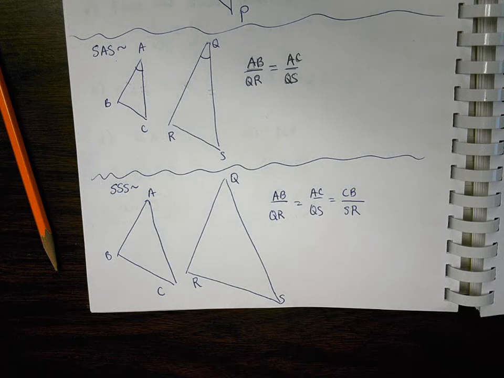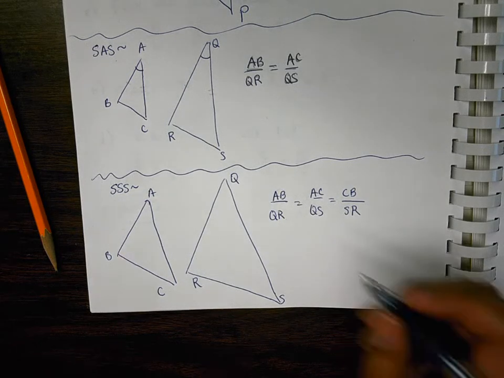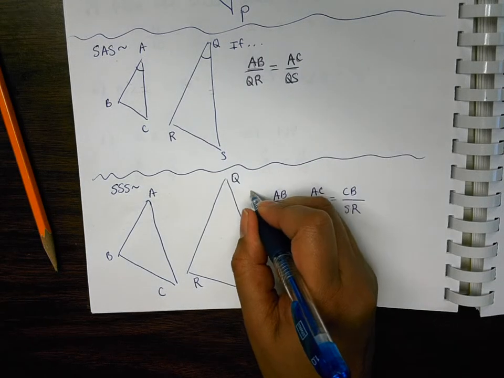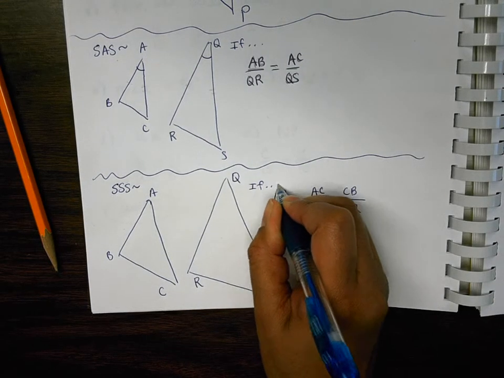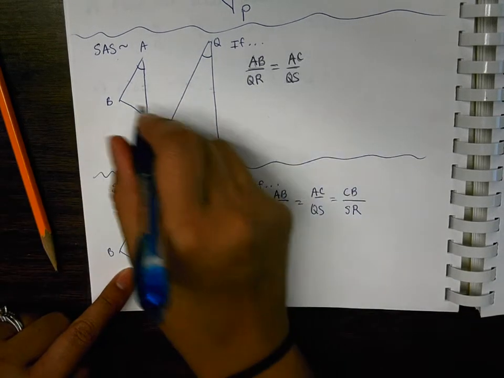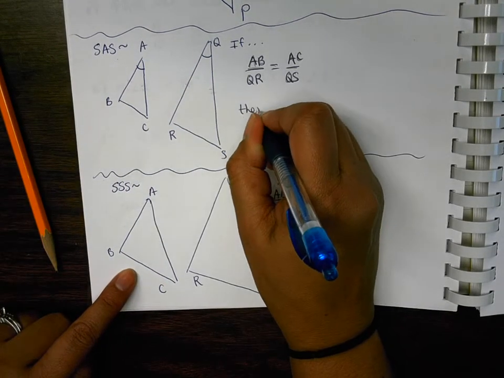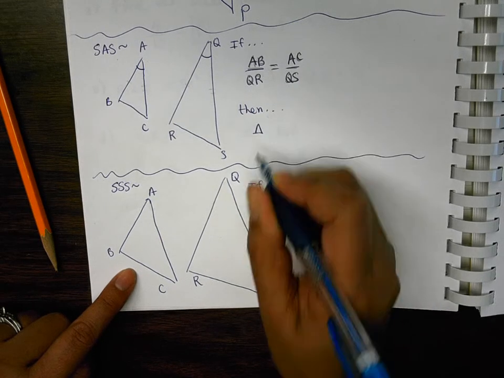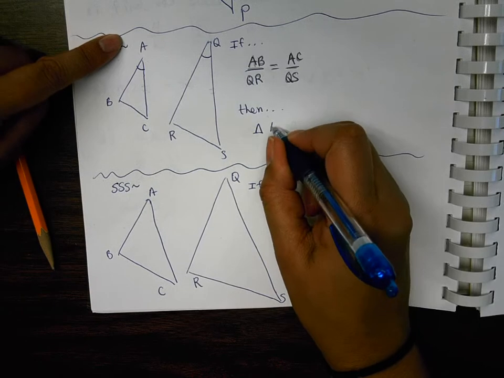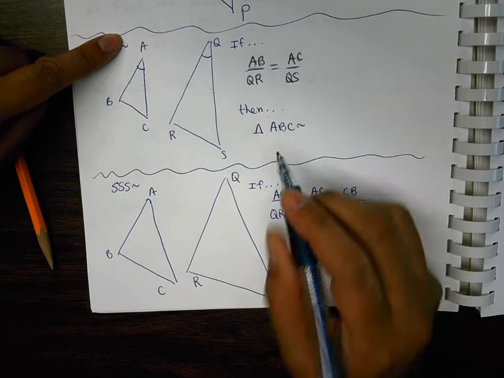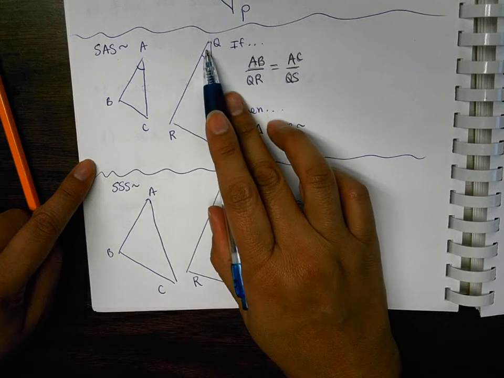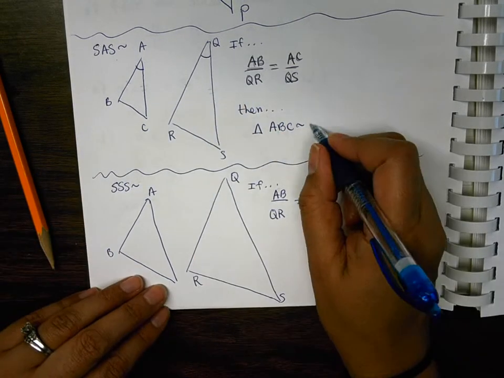Okay, I didn't write my similarity statements in either case. I'm going to write it here. If this happens, what can I say about these two triangles? They are what? What's the word? Not congruent, but similar. Triangle ABC is similar to what? Good. Triangle QRS.